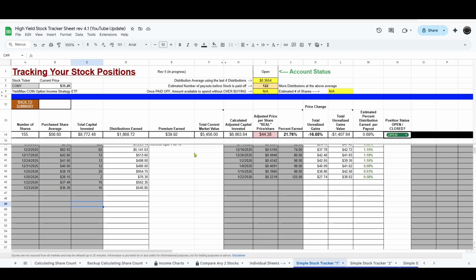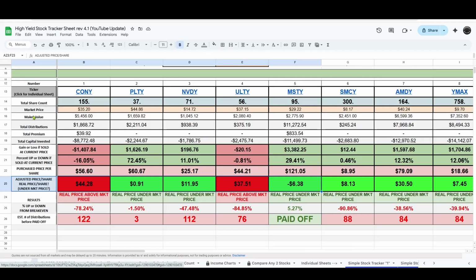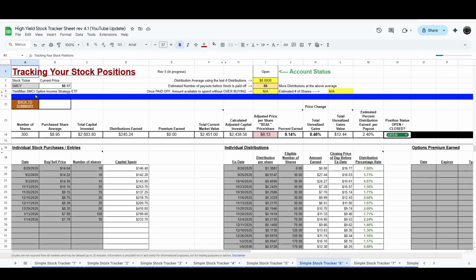And of course, to get back to that summary page, it's simple. I've got a little button right here that you click the link and it takes you right back to that summary page. And each of these stock tickers is linked to its individual sheet. So you can always just hover over it, click, and it'll take you right to that individual sheet where you can see all of your purchases and all of your distributions that you've entered over the time.